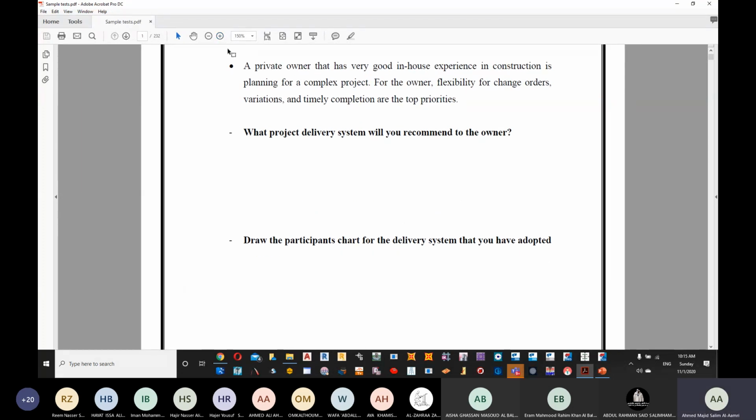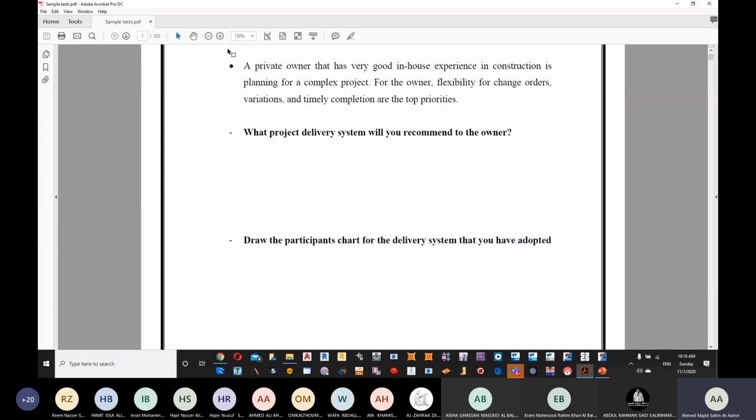Okay. So the question says: a private owner that has very good in-house experience in construction is planning for a complex project. So the project is complex. For the owner, flexibility for change orders, variations, and timely completion are the top priorities.